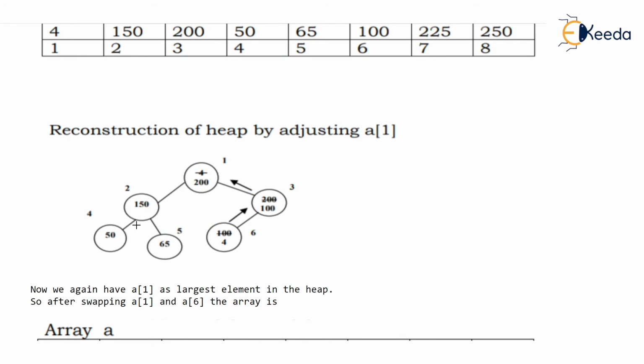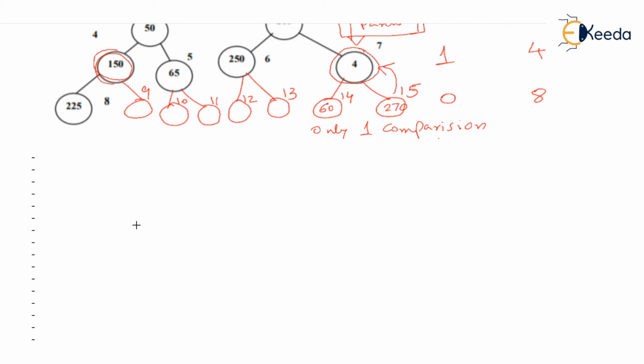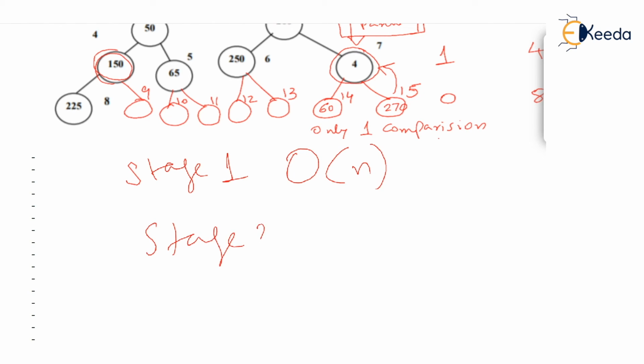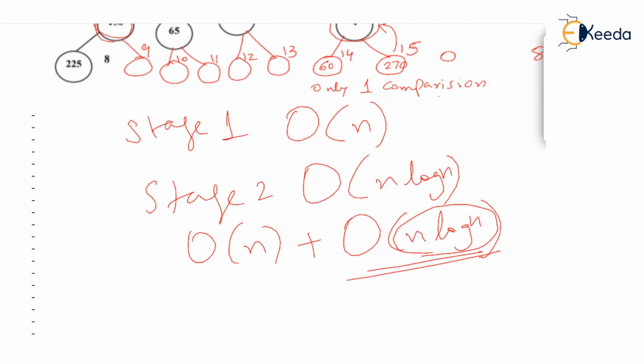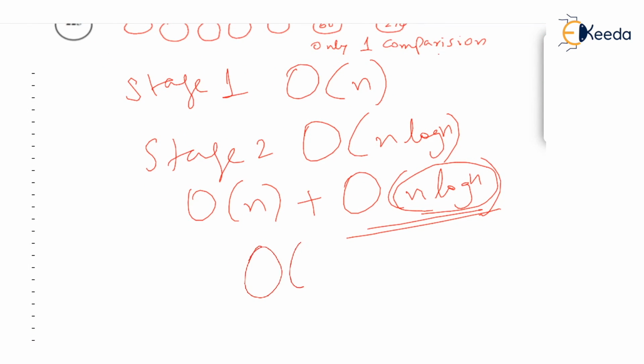So coming back finally to our analysis, stage 1, observe, we already took this analysis. Stage 1 is big O of n, and then follows stage 2. Stage 2 is n log n. So the total time taken will be big O of n plus big O of n log n. And as we are talking about O notation, we will take only the largest term, and n log n is larger than n. So we will say the analysis of heap sort is big O of n log n to the base 2.